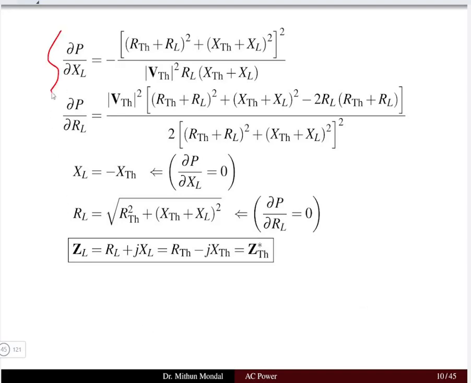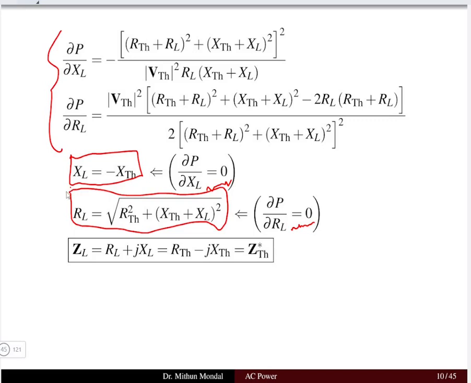So we have to find the partial derivatives of the power with respect to the resistor RL and with respect to XL, equate del P by del RL to zero and del P by del XL to zero, and try to find the condition. So what is the condition we are getting? The load reactance XL is equal to minus X Thevenin, and the load resistance is equal to the square root of R Thevenin square plus (X Thevenin plus XL) square. These are the conditions we get on applying maximum power transfer for del P by del XL equal to zero and del P by del RL equal to zero. We are differentiating the inductive part and the resistive part of the power.